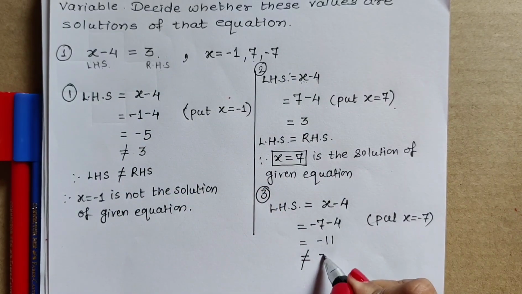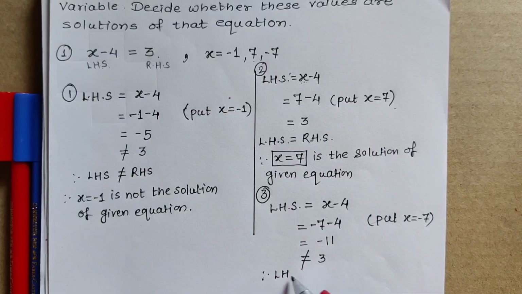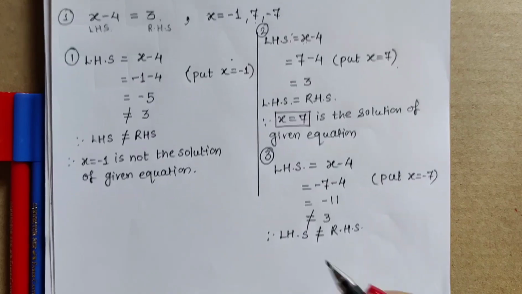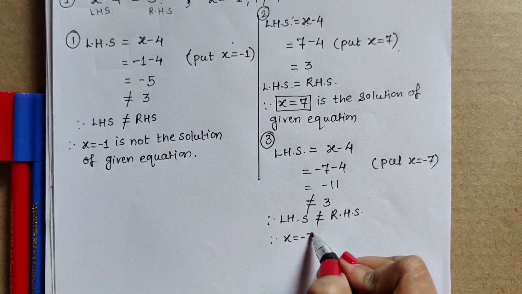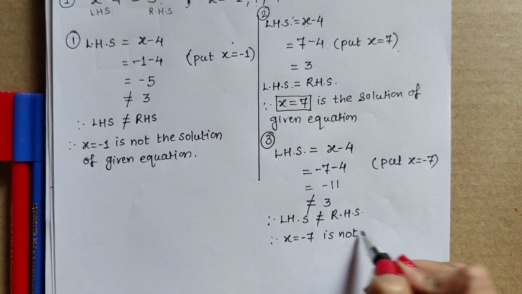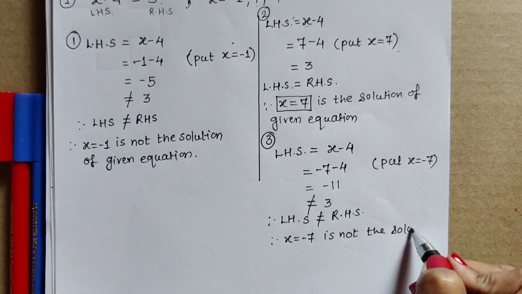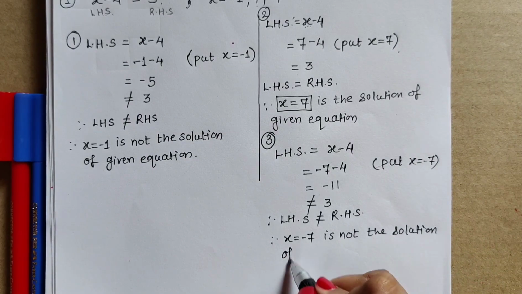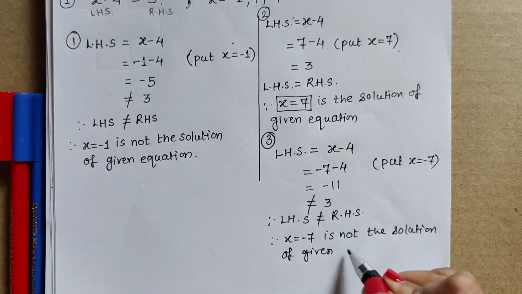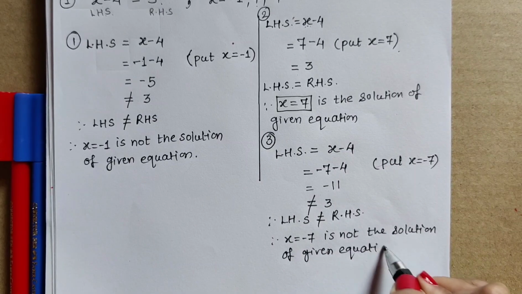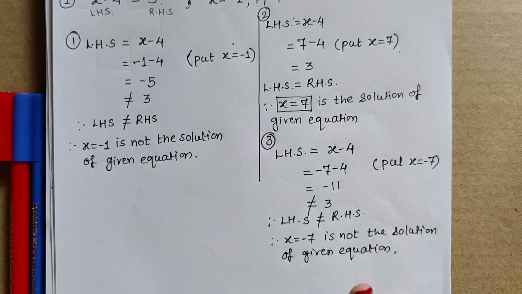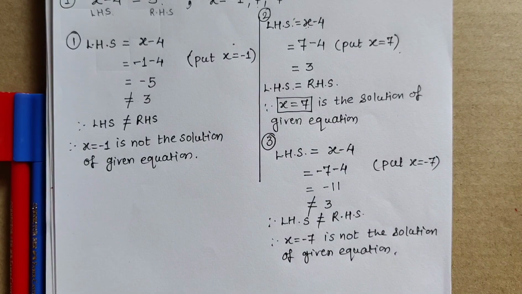So minus 11 is not equal to the right hand side of our equation. It is not equal to 3, and that's why the left hand side is not equal to the right hand side, and therefore x is equal to minus 7 is not the solution of the given equation. So in this way we have to find out whether the given values of the variable are the solution of the equation or not, by substituting the value in place of the variable, and then we can calculate and find out the answer.